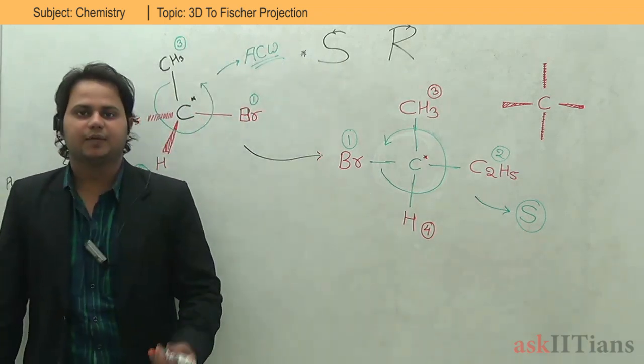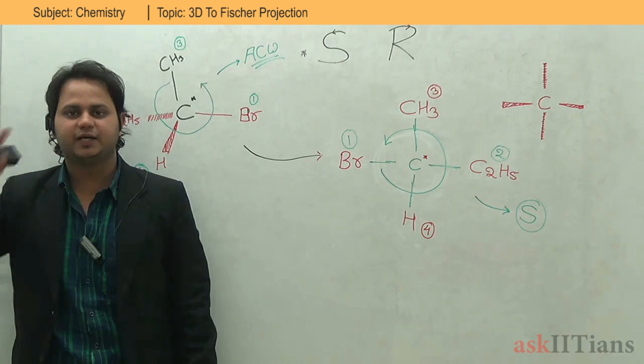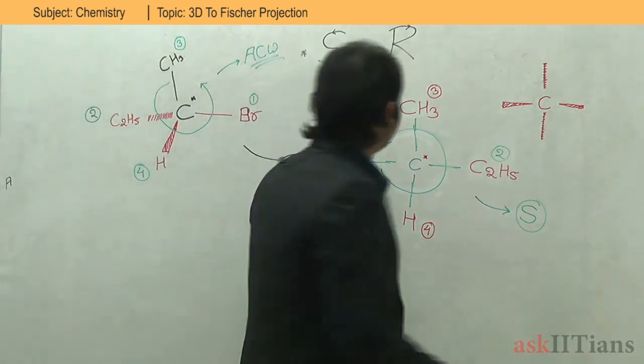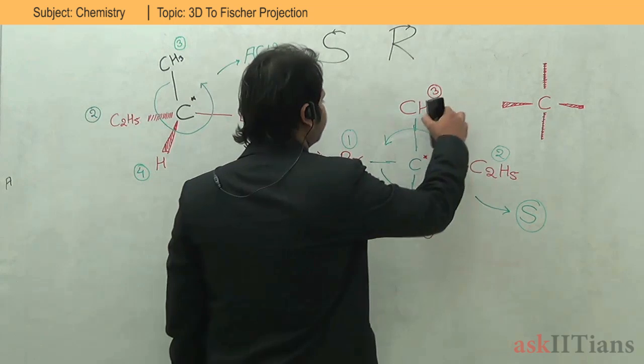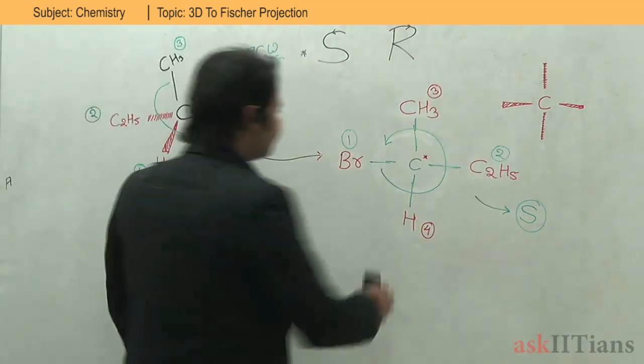So if this Fischer projection gives me the R configuration and the 3D structure gives me S, that means there is something wrong in my Fischer projection, right? So you need to change the position of the substituents, and that is how you're going to fix it.